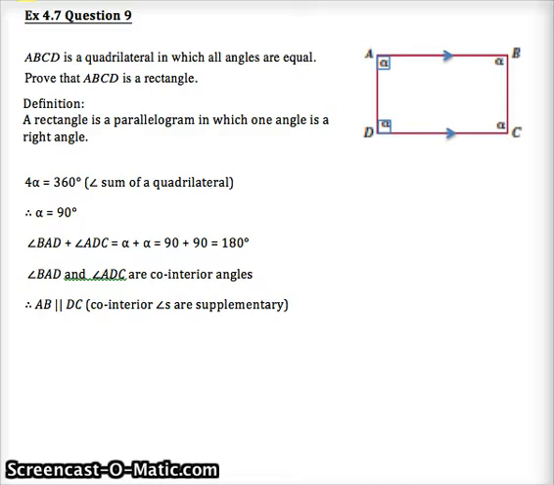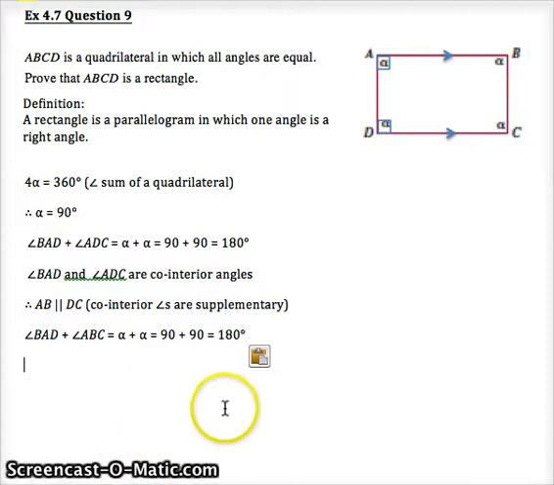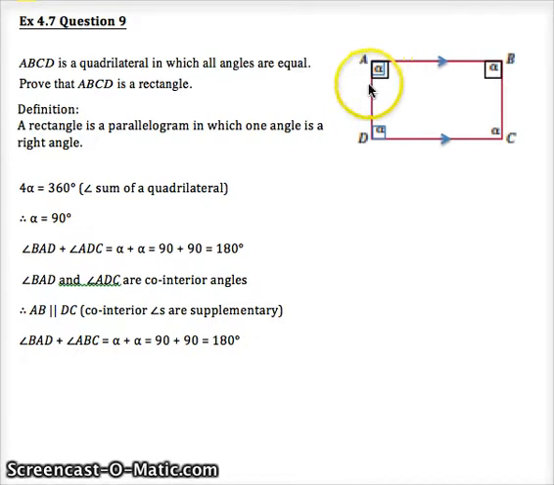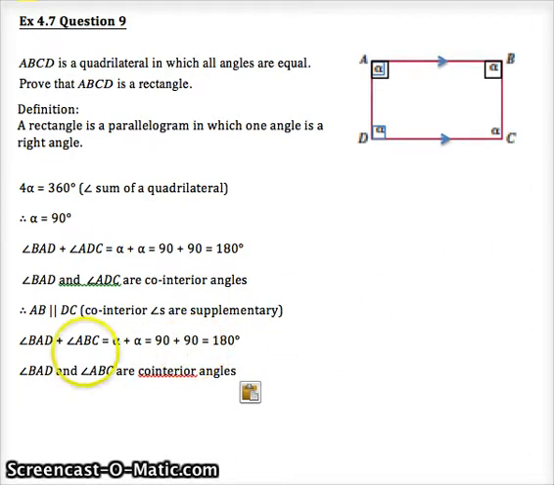So we'll just write that up now. So we've got that angle BAD plus angle ABC is alpha plus alpha, which is 90 plus 90, which is 180. And I'll just mark those right angles in on the diagram. So I've marked those right angles here in black.